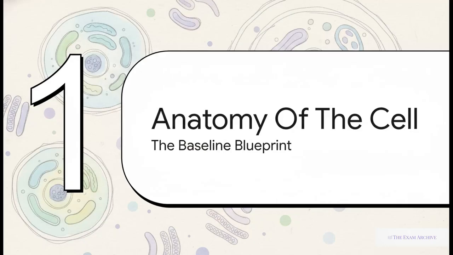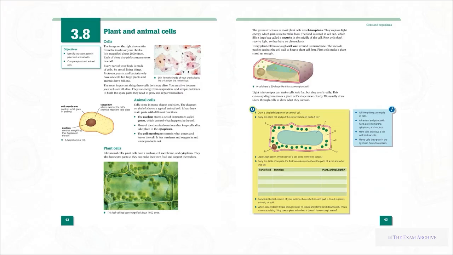All right, starting with Section 1, Anatomy of the cell, the baseline blueprint. Let's get our foundation set before we zoom into the outer defenses. Now, what's really interesting about this slide is how it perfectly visualizes the fundamental difference between squishy animal cells and the rigid, fortress-like structure of plant cells.